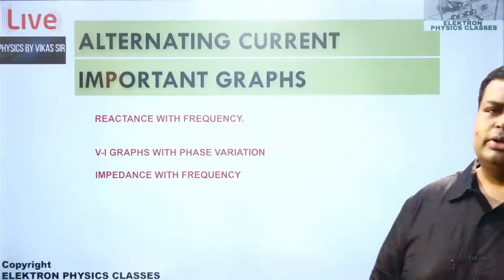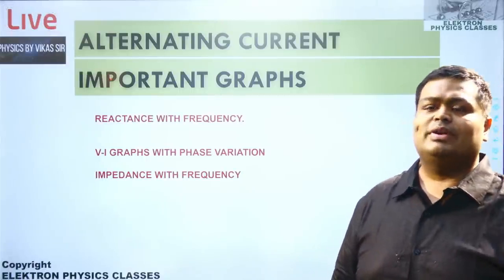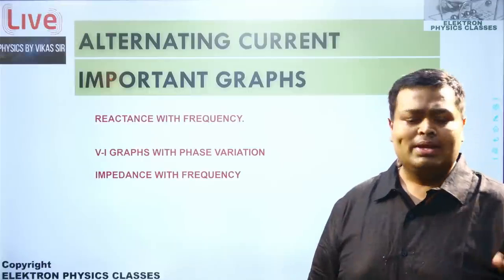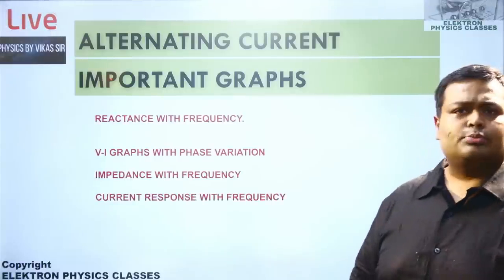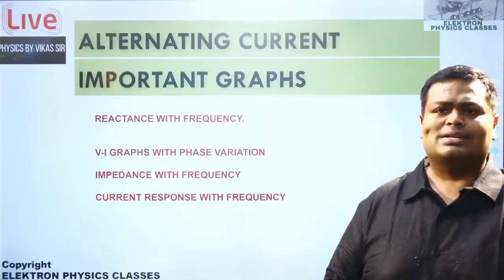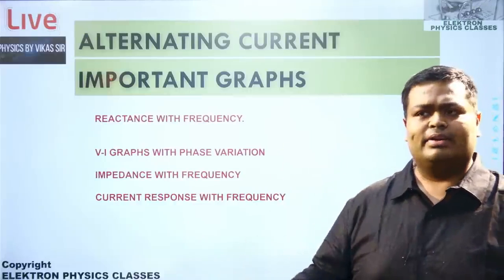And then the impedance Z graph with the frequency, when it gets minimum, when it gets maximum. It gets minimum when? At the resonance condition, right? And then the current response with the frequency, at the resonance it becomes maximum. So both side behavior of the resonance.